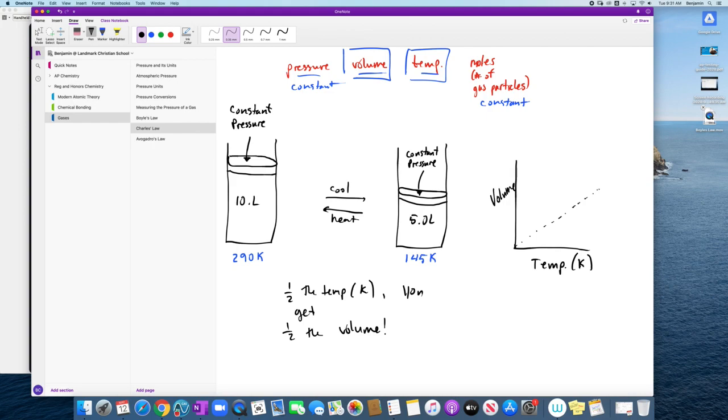That's called a line. Okay, so if you think about the measurements that you're taking all along the way here, let's say that that's the first temperature, and up here, your second temperature, which is double. What do you notice about the volume? The volume is also double.